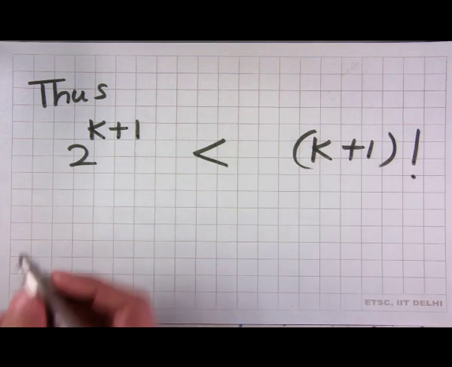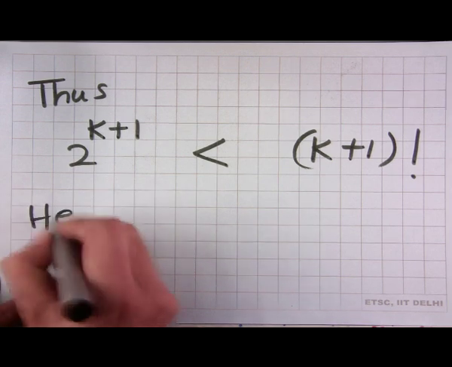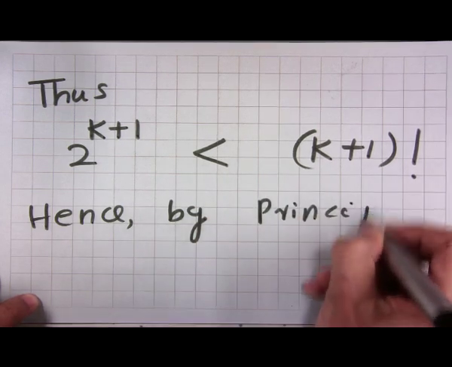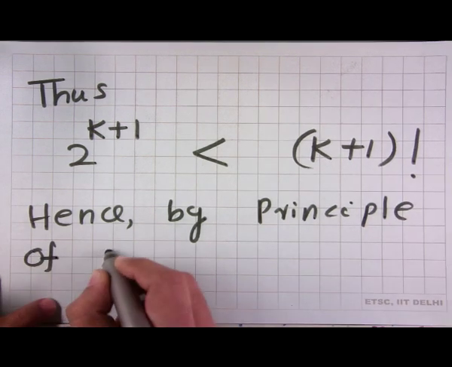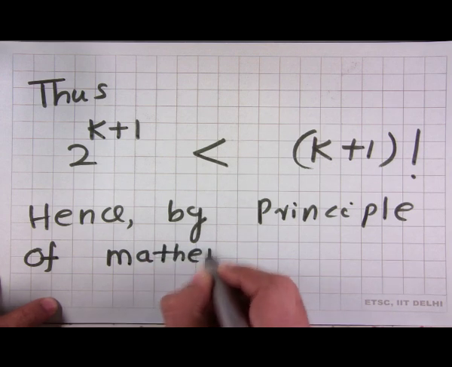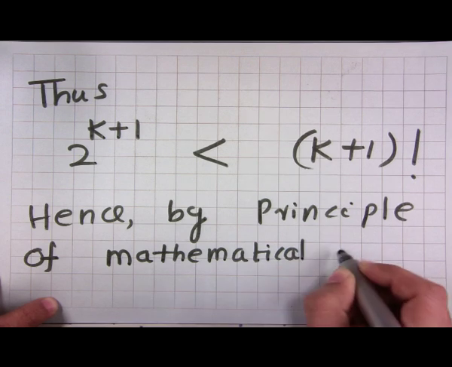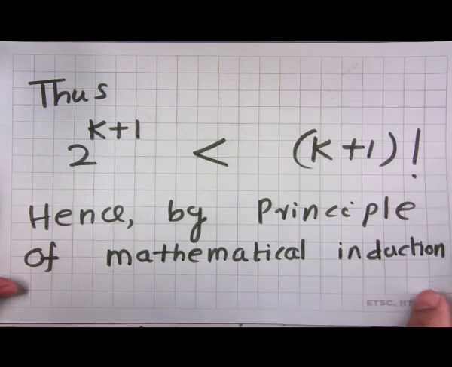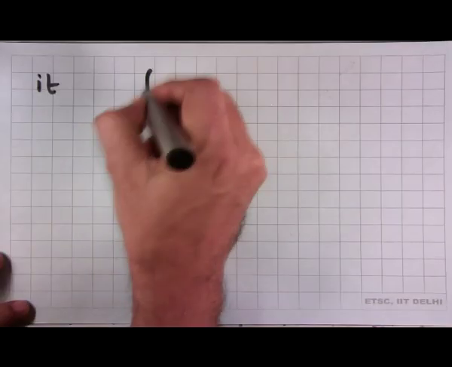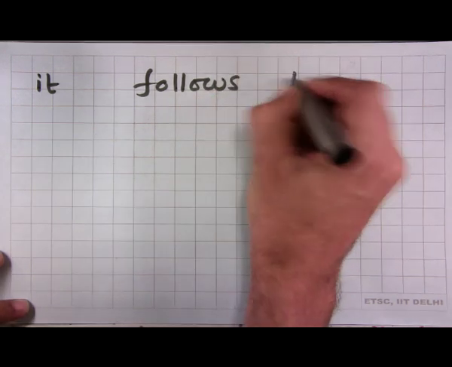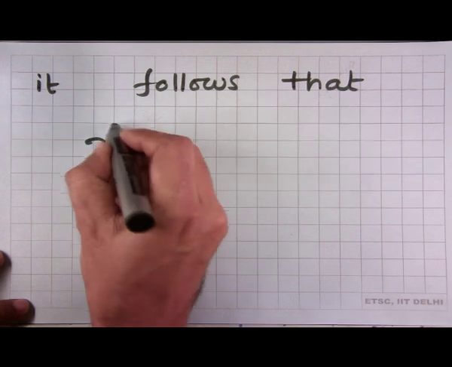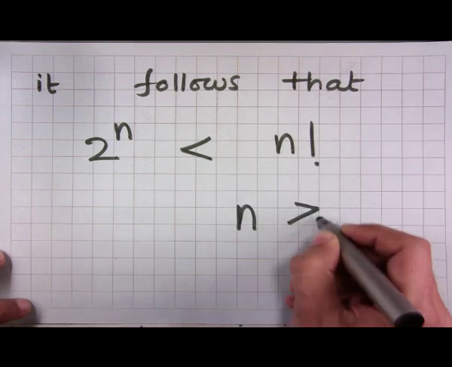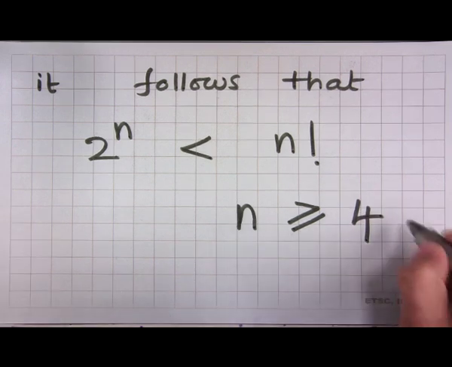Therefore, by the principle of mathematical induction, it follows that 2 power n is less than n factorial for every positive integer n greater than or equal to 4.